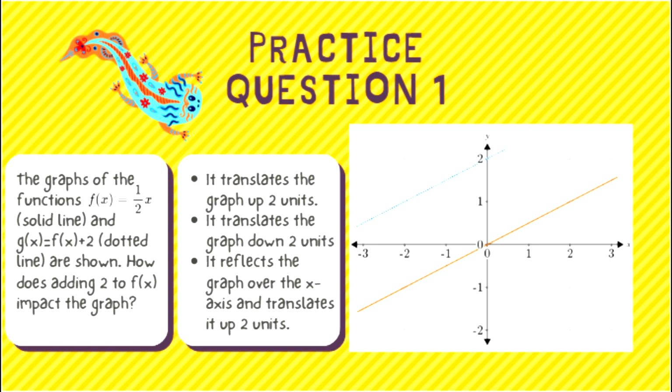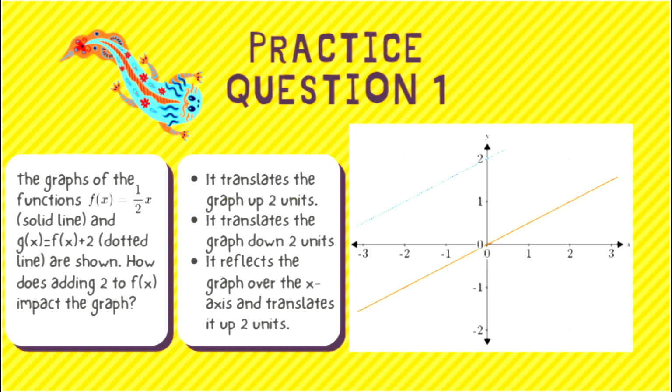Very end of the lesson. Practice question number 1, and this is where things start to get scary because it gave me some seriously creepy axolotls. The graphs of the function f of x is equal to 1/2 x, which is the orange solid line, and g of x is equal to f of x plus 2, which is the dotted blue line, are shown. How does adding 2 to f of x impact the graph?